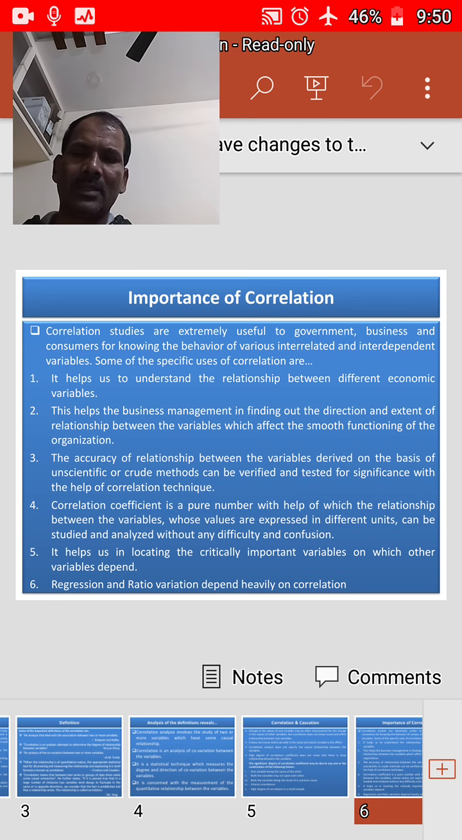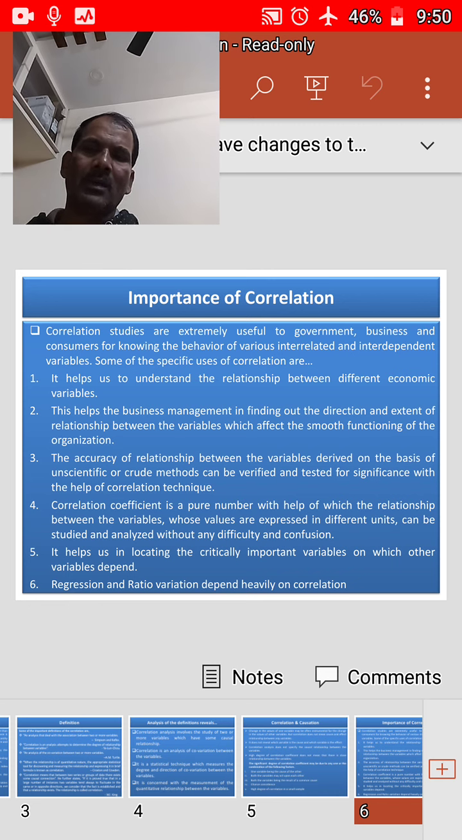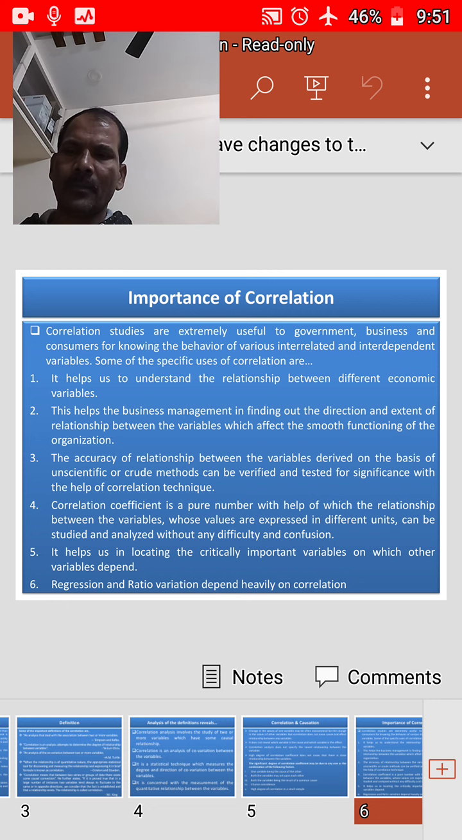The study of correlation is extremely useful to government, business, and the consumers for knowing the behavior of various interrelated and interdependent variables. As people, everyone in this world, in this universe, are having scarce resources. Hence, in order to use them optimally, we need to use statistical techniques such as correlation. Some of the specific uses of study of correlation are given here.